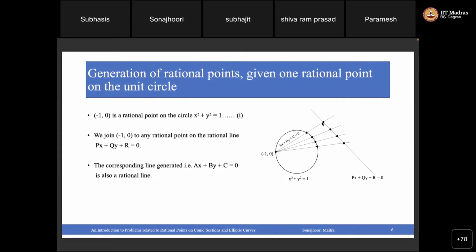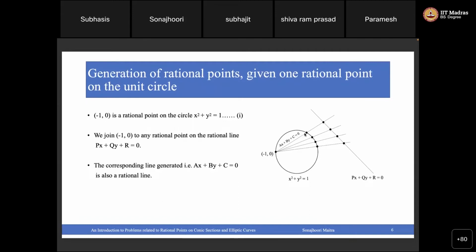Now you can calculate that for a rational line, if the coefficients are rational, then the slope will also be rational. So a rational line will always have rational slope. Now, we can also deduce from there that ax plus by plus c equal to 0 will be a rational line, because this point is rational, this point is rational. So if we find out the slope by the formula y2 minus y1 by x2 minus x1, we will get a rational slope. So this line is a rational line.